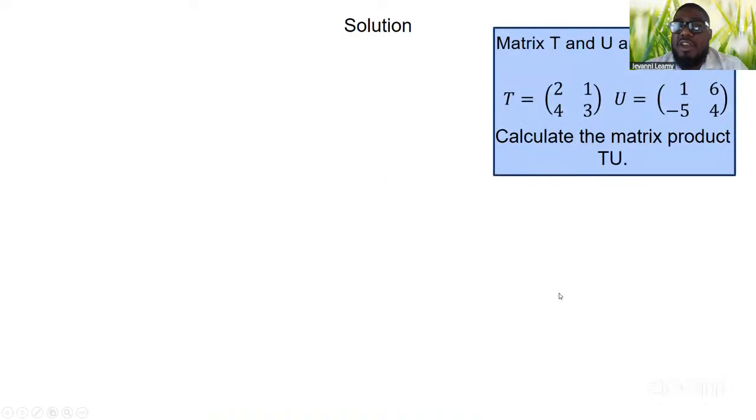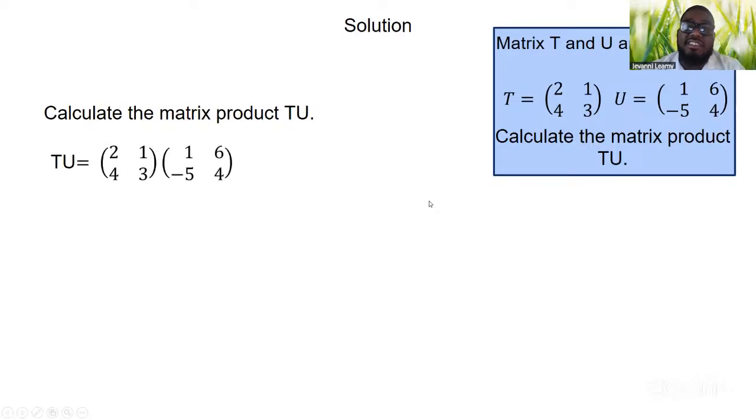Now, they want us to calculate the matrix product of TU. So again, the first thing that we do is write our matrices. So we have T, followed by U. All right? Now, how do we multiply matrices? Can anyone tell me? Does anyone remember how we generally multiply matrices? What do we normally say? How could we do this? All right, so we multiply the row by column. So that is why it's so important to remember that thing about row by column.